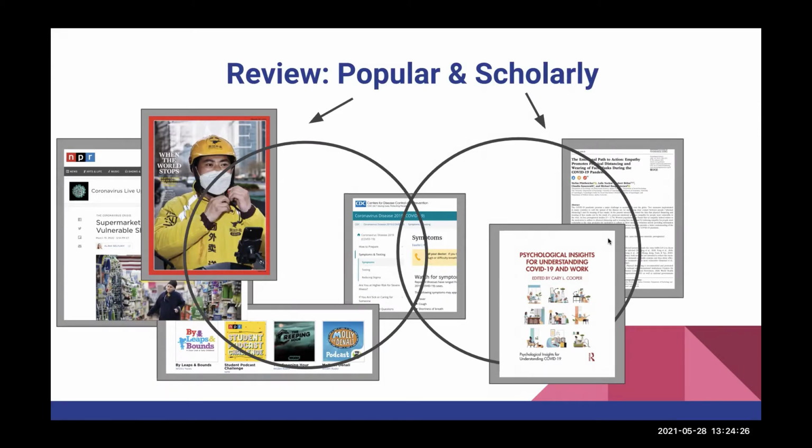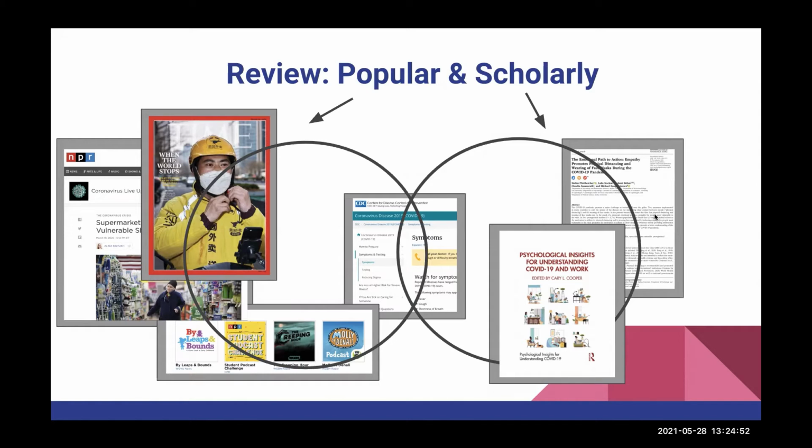As far as length, let's start with scholarly articles. These tend to be, as I mentioned, longer than popular sources. I would say the average length of a scholarly article is 15 to 25 pages. Of course, that can vary, and books certainly are longer. The audience is also different. With these scholarly sources, you're going to find a lot of academic terminology.